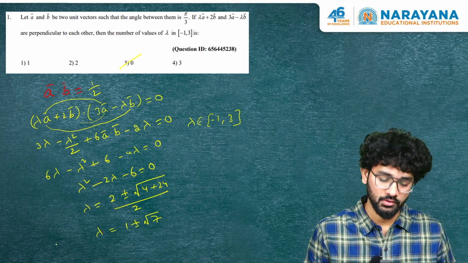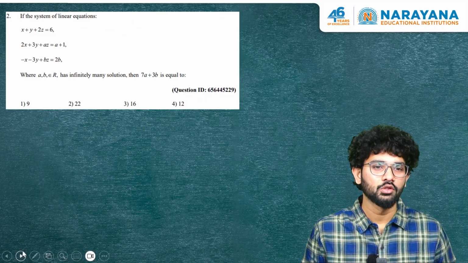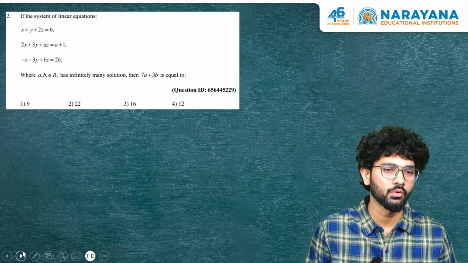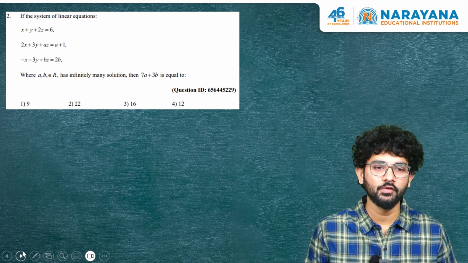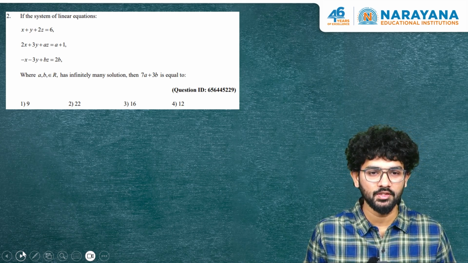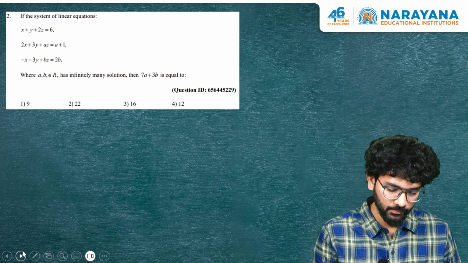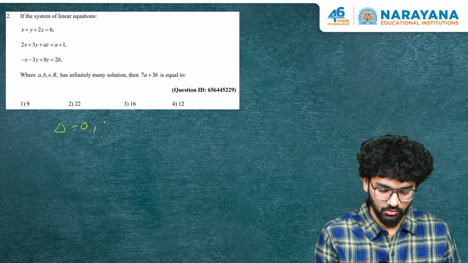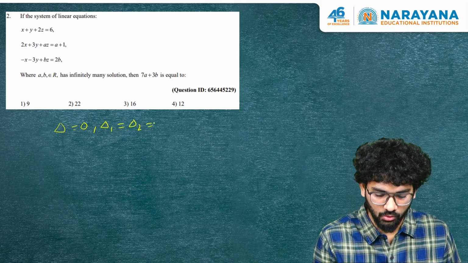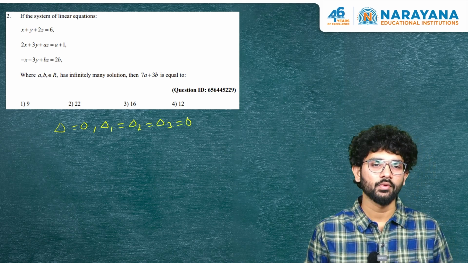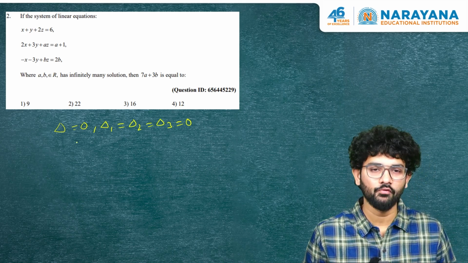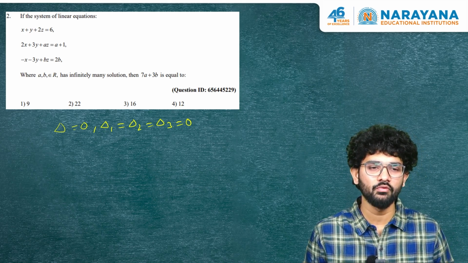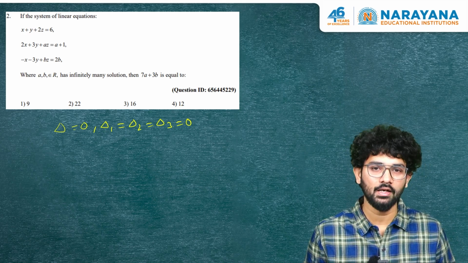So let's go to the next question. The system of linear equations x plus y plus 2z equal to 6 and two more equations, where a, b belongs to R, has infinitely many solutions, then 7a plus 3b is equal to, is asking. So we know that for infinitely many solutions delta, delta 1, delta 2, delta 3 must be equal to 0. So in this case we will have infinite solutions except when they are parallel. So anyway we can see that after getting the values of a and b we can say that they are not parallel.